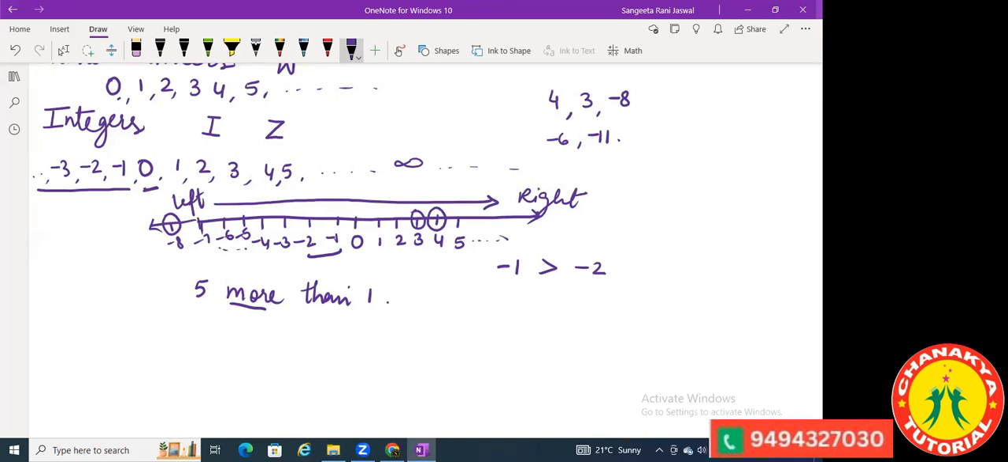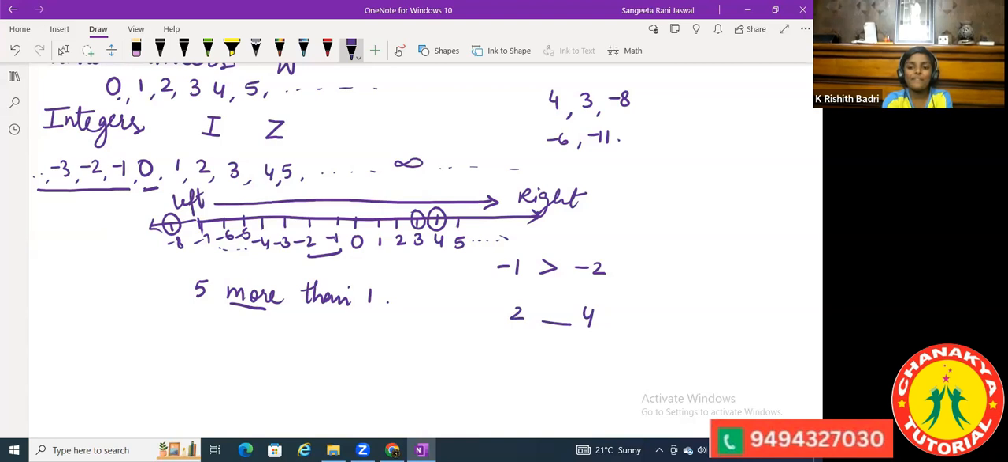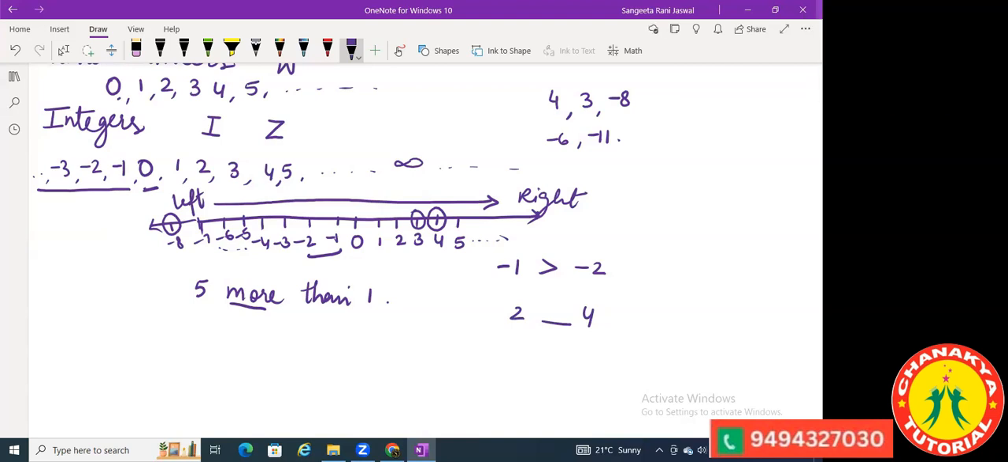If I give you numbers 2 and 4, closer to 0 would be 2. I'm saying only about negative integers. Okay, I got your point. Always see whichever number is on the right side, that number is greater. Numbers always increase towards the right, and numbers decrease towards the left.